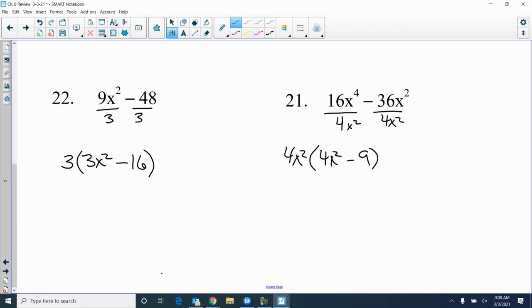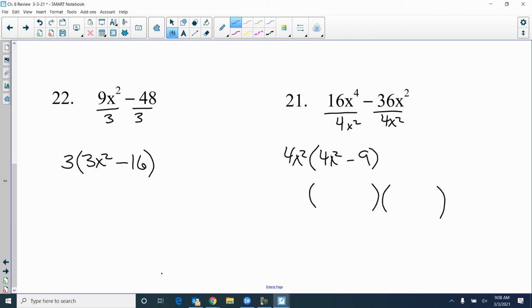Okay. I'm going to look inside those parentheses. I'm going to see I don't have another greatest common factor. I don't have another common factor. But I do have what? I have difference of squares. I have a perfect square. I have subtraction. So when I do the difference of squares, what do I end up with?